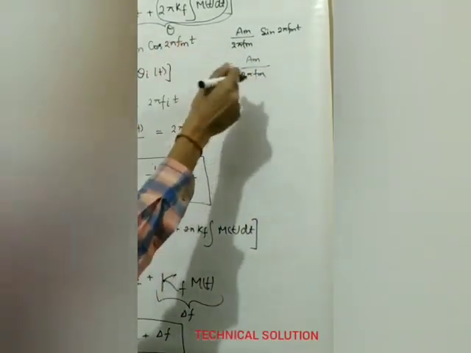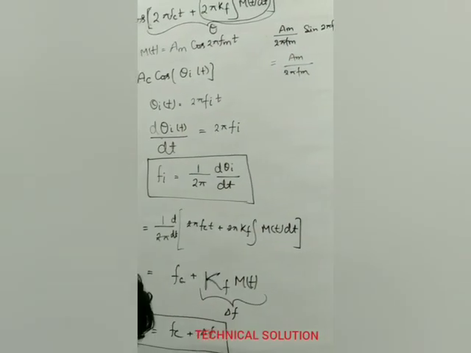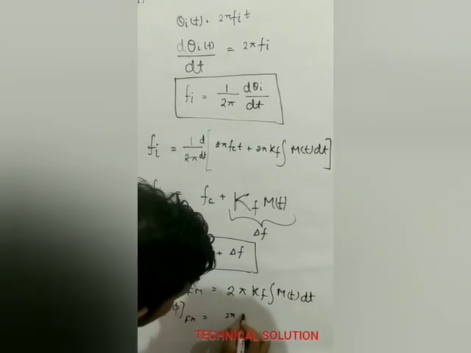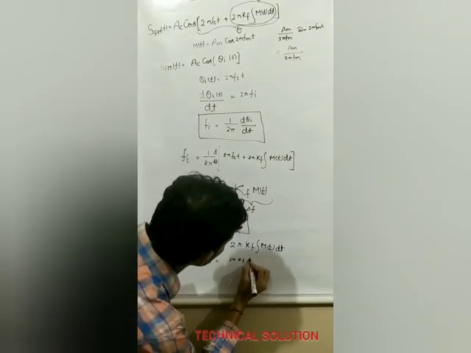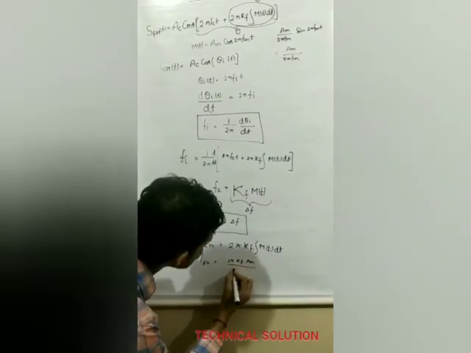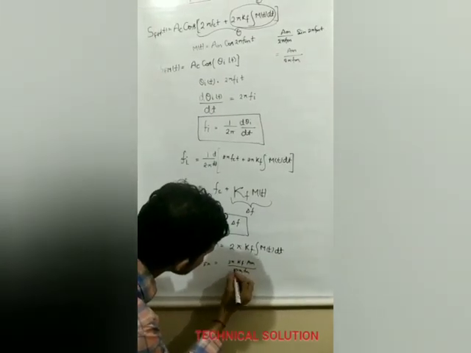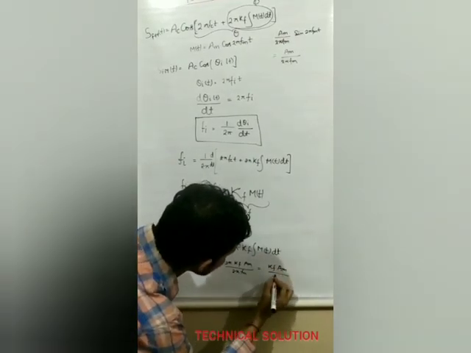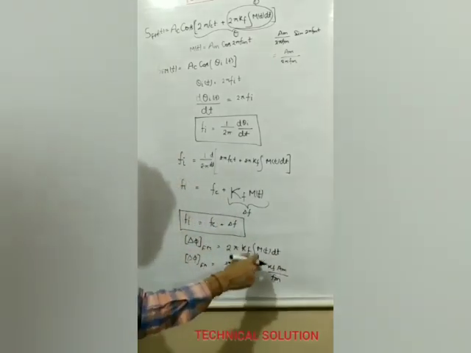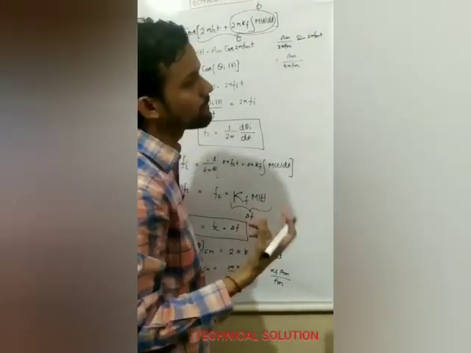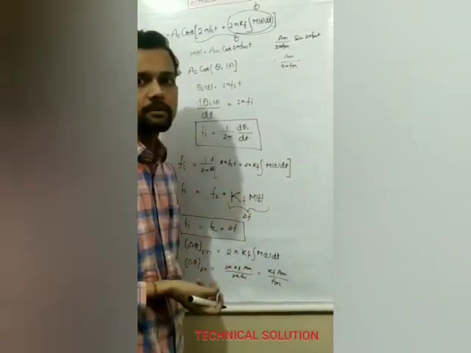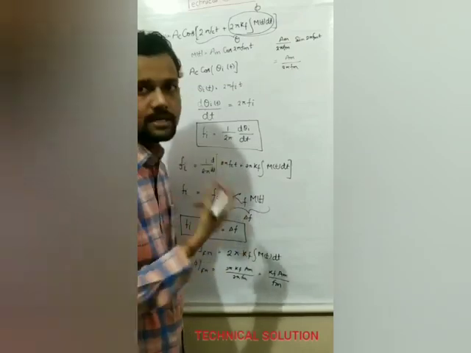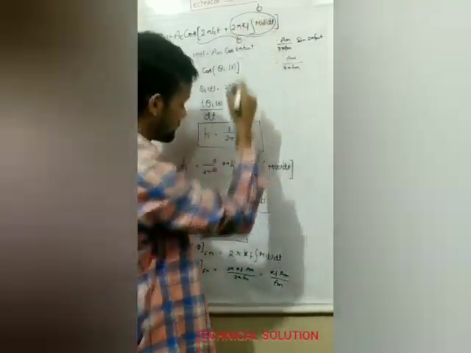Put this maximum value in this, then we get the maximum phase deviation of the FM signal as 2π Kf times Am divided by 2π fm. The 2π cancels, giving Kf Am by fm. This is the maximum phase deviation of an FM signal. We can calculate the maximum frequency deviation of an FM signal as well as the maximum phase deviation, which is given by this phi value.